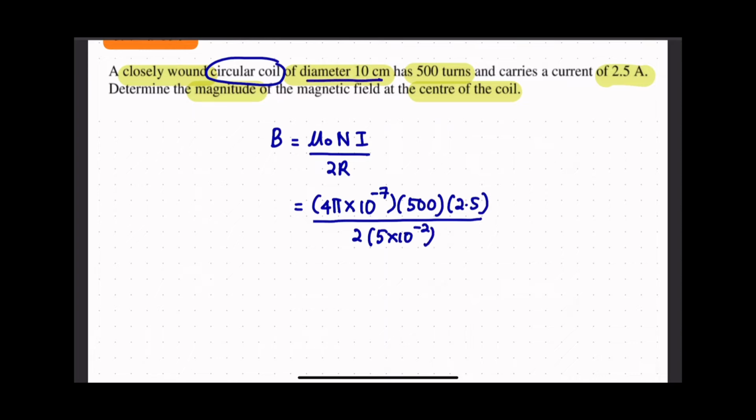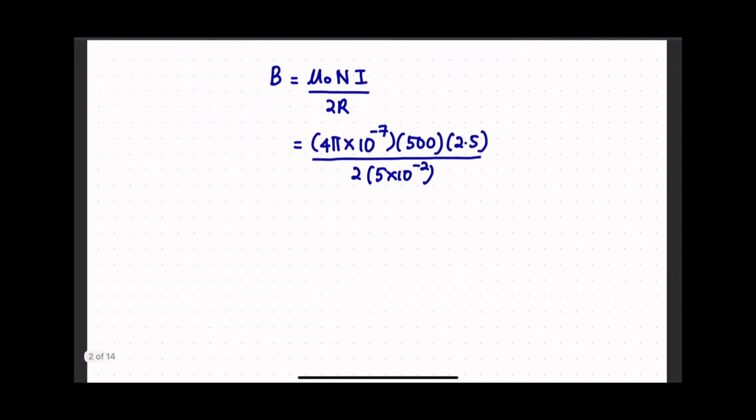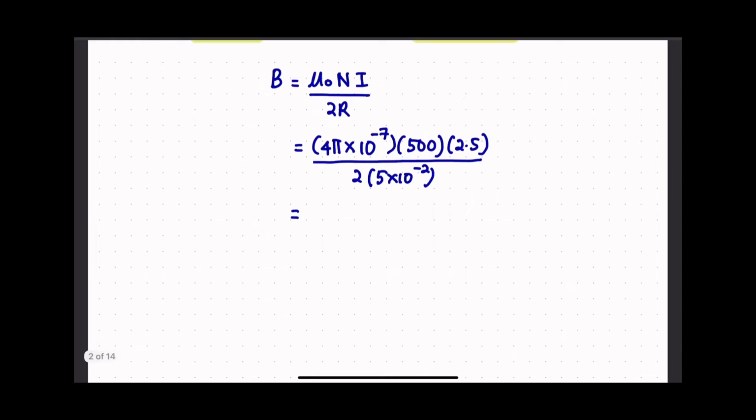Ini diameter. Okay, D sama dengan 10 cm. Kalau R dia adalah D per 2. Sebenarnya kalau ikutkan 2 darab R sama dengan diameter lah kan. Okay, so we will get answer 1.57 times 10 to the power of negative 2 Tesla.